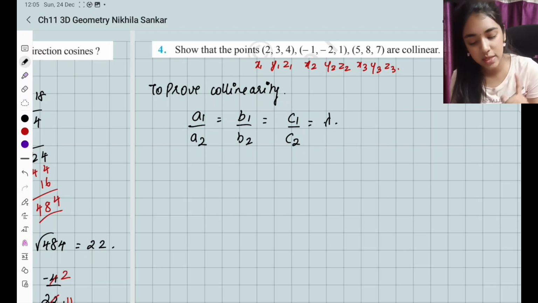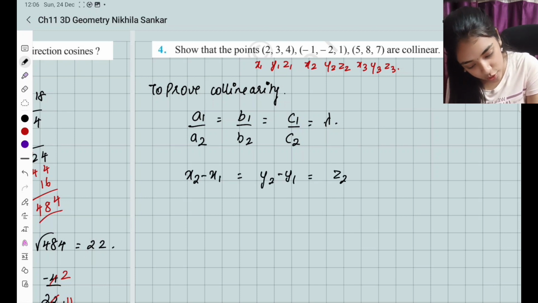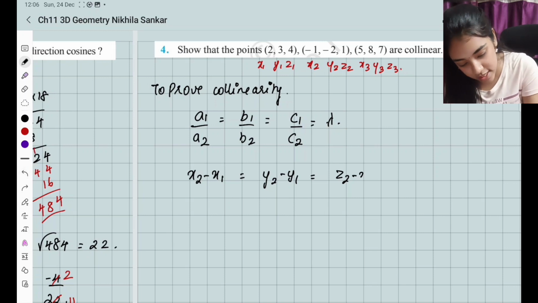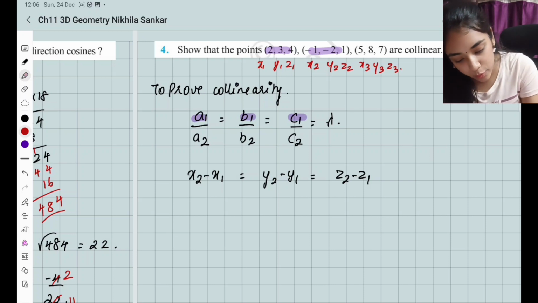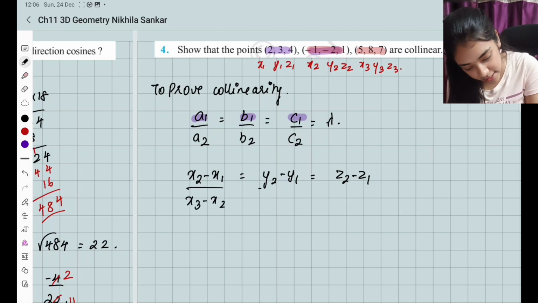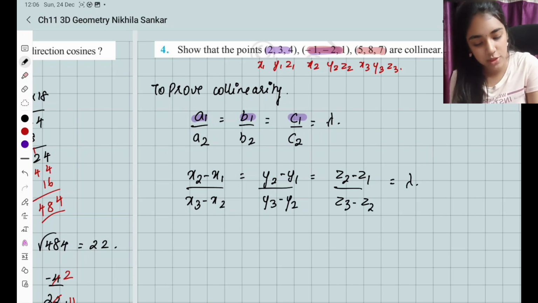Idhile A1, B1, C1, A2, B2, C2 la enna. So A1 is going to be X2 minus X1, B1 is going to be Y2 minus Y1 and C1 is going to be Z2 minus Z1. The first 2 points. புரியுதா? இதுல first 2 point எடுக்கிறோம். So இந்த point and இந்த point எடுத்தா I'm going to get A1, B1 and C1. Okay. இப்போ A2, B2, C2 க்கு என்ன பண்ண போறேன்? I'm going to take this point and this point. So X3 minus X2. புரியுதா? So denominatorல X3 minus X2, Y3 minus Y2 and Z3 minus Z2 equals to some constant lambda. இது வந்து நம்ம prove பண்ணணும். இன்னும் நமக்கு தெரியாது. இது ஈக்குவலா ஒரே lambdaவா இருந்தா we say that they are collinear.